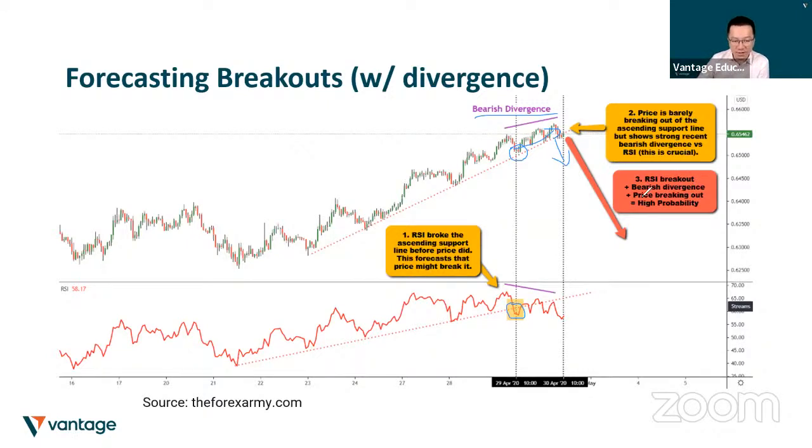So an RSI breakout with a bearish divergence with price breaking lower, it's a higher probability move that we can see price break towards the downside. Okay, so in this case, again, remember the first target was where it started. In this case, we've already broken. Then you start looking at the next support or resistance levels, right? So the next key support level here would be at about that point.